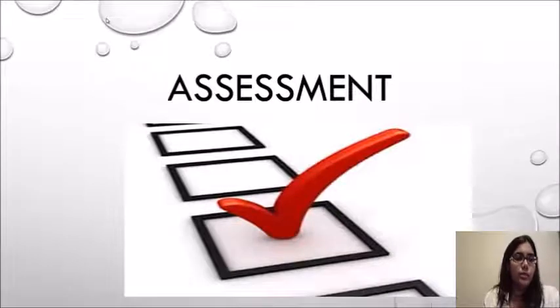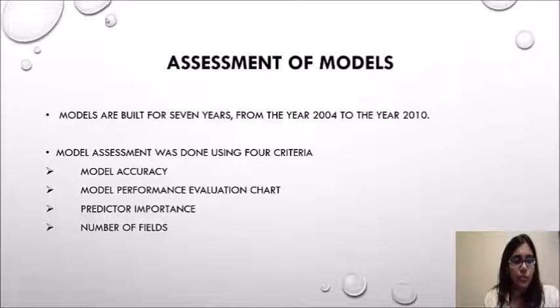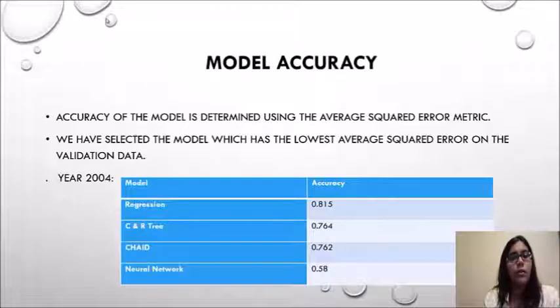The next step after model building in CRISP-DM is the assessment of models. As Farid mentioned, we have used 4 models for each year starting from 2004 to 2010. The criteria used for assessing the models are model accuracy, model performance evaluation chart, predictor importance, and number of fields. Coming to model accuracy, it is a measure of how well the model is performing on the validation data. As the target is continuous, we have used average square error as the assessment criterion.